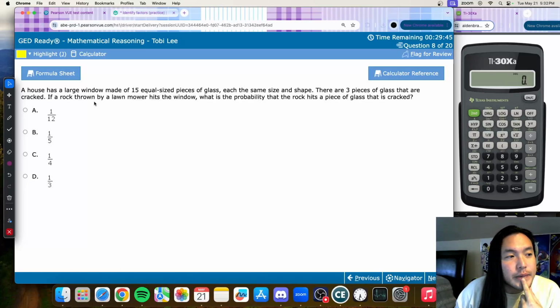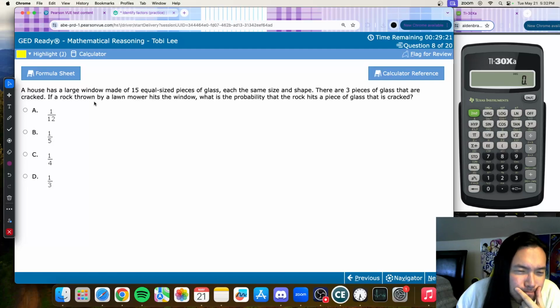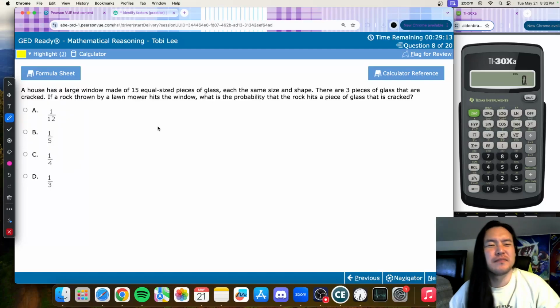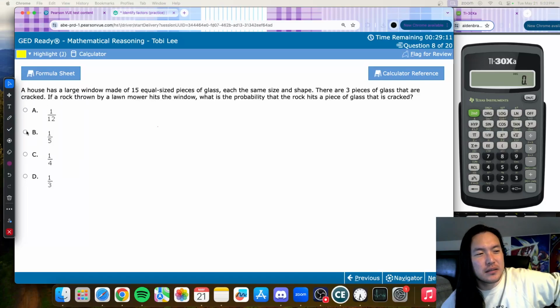Here we have a word problem. A house has a large window made of 15 equal size pieces of glass, each the same size and shape. There are 3 pieces of glass that are cracked. If a rock thrown by a lawnmower hits the window, what is the probability that the rock hits a piece of glass that is cracked? Answer is B.